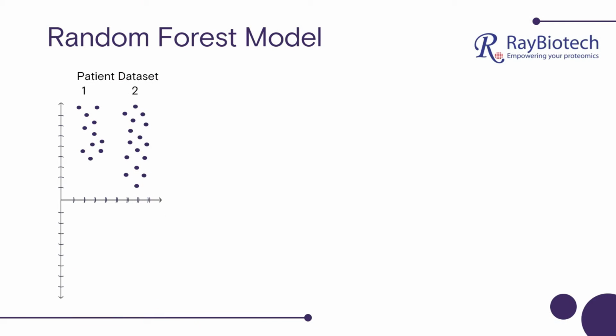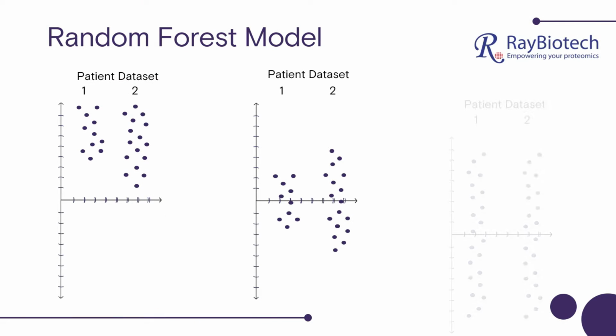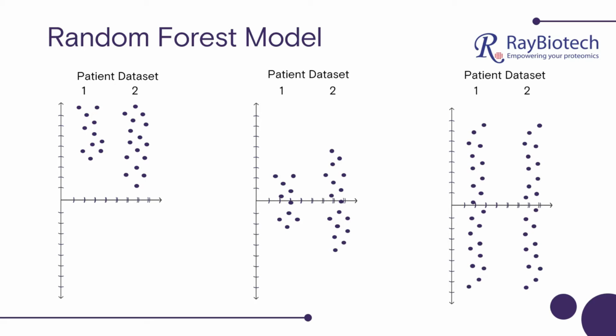Then, center the data by subtracting the mean of each patient dataset from itself. Now all datasets have a mean of 0. Scale the data by dividing each patient dataset with its standard deviation. Now, all datasets have a standard deviation of 1.